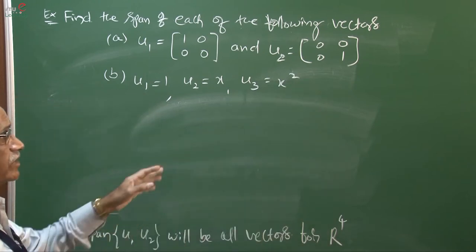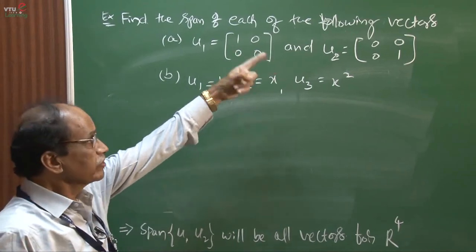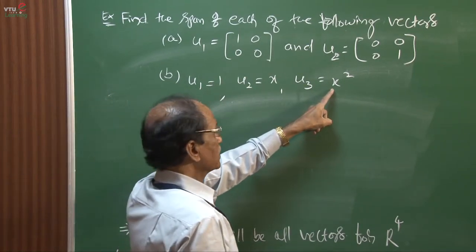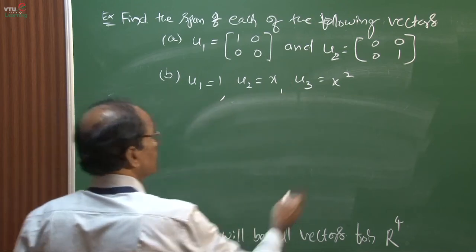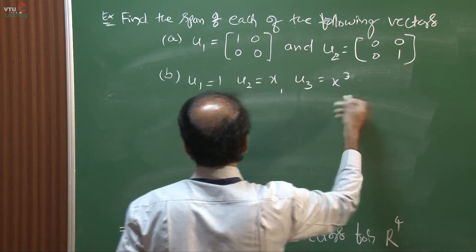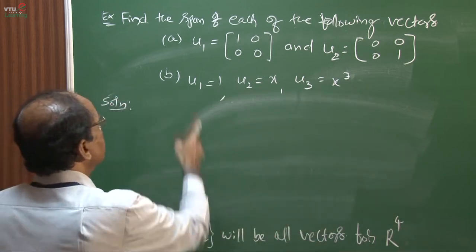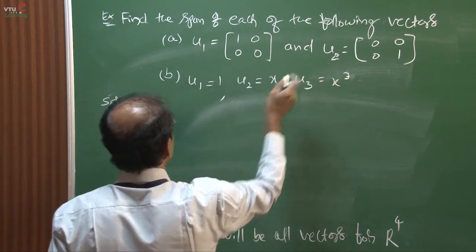This is slightly different from the previous situation. Here, the first question is in terms of matrices and the second question is in terms of polynomials, that is x square, x, and that symbol. This is not x square, this is x cube. That means a third degree equation. Solution. Find the span of each of the vectors. There are 2 vectors, u1 and u2.